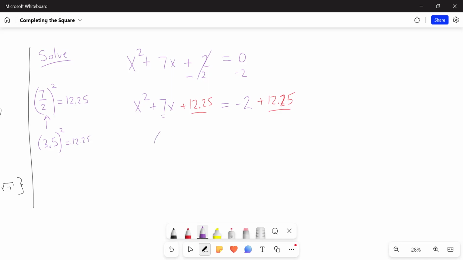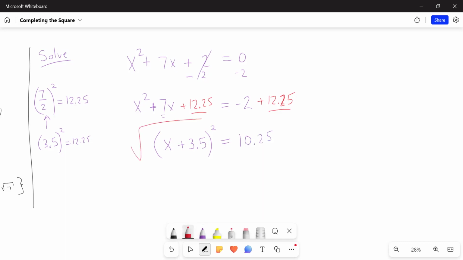So every time we write our perfect square, we're going to be careful of the sign. This is plus. It's going to be half of the b value, 3.5 being half of 7, squared. On the right-hand side, I have 12.25 and negative 2, putting those together. So that would be 10.25. All right, now I have a perfect square.